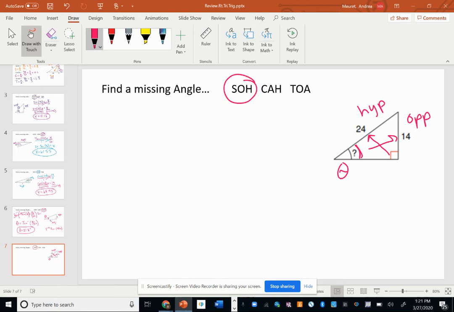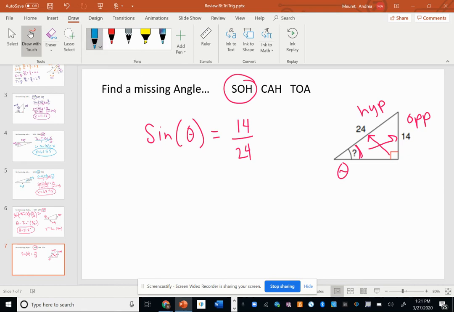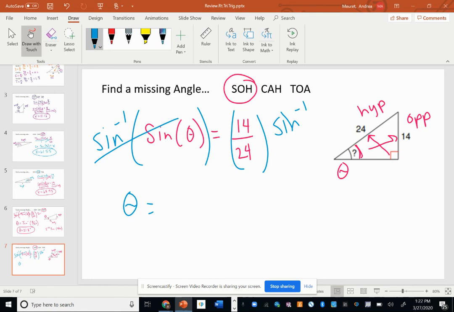So what I know is that the sine of theta is equal to 14/24. Again, we're trying to find theta, and so what we need to do that is use the inverse sine. So theta is equal to the inverse sine of 14/24.